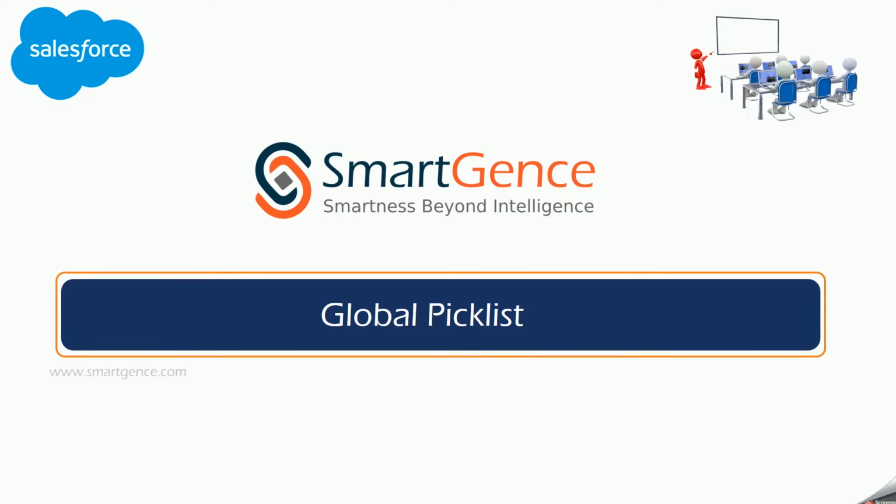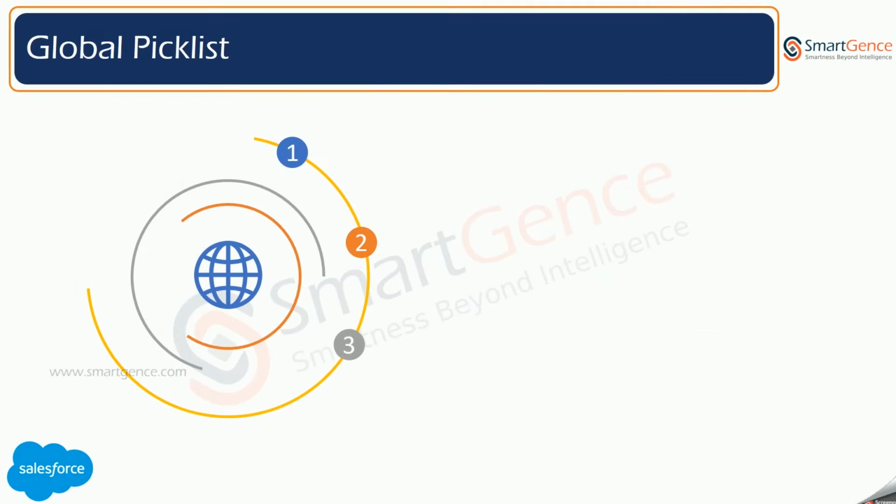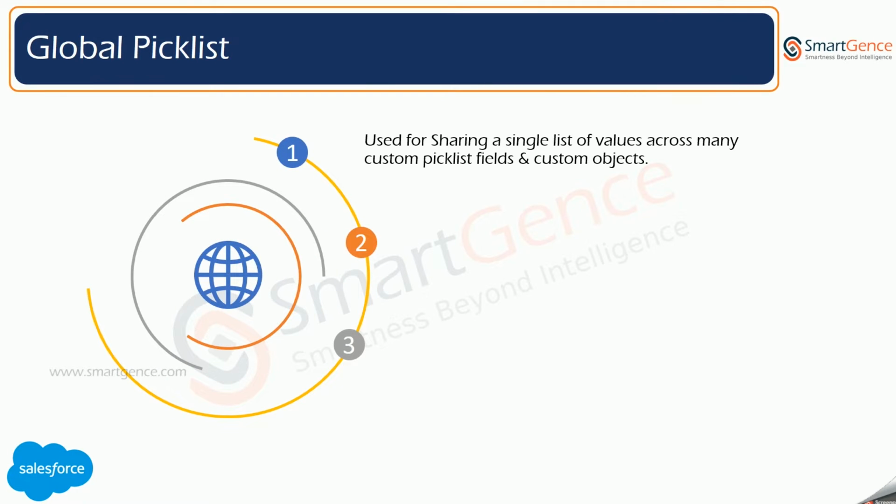So in this session, we'll be talking about global picklist. This global picklist is basically used for sharing a single set of picklist values among different custom picklist fields and custom objects. So instead of defining the picklist values individually on fields, we can have the values defined separately, and we can use the same set of values among various fields. So that is what global picklist would do.